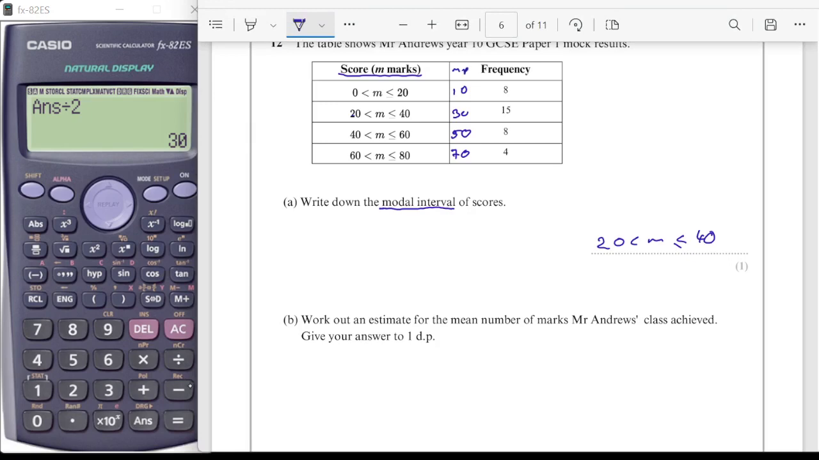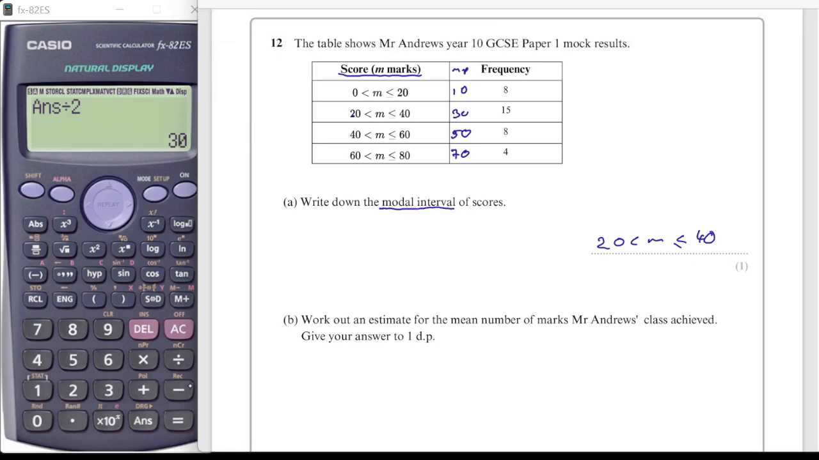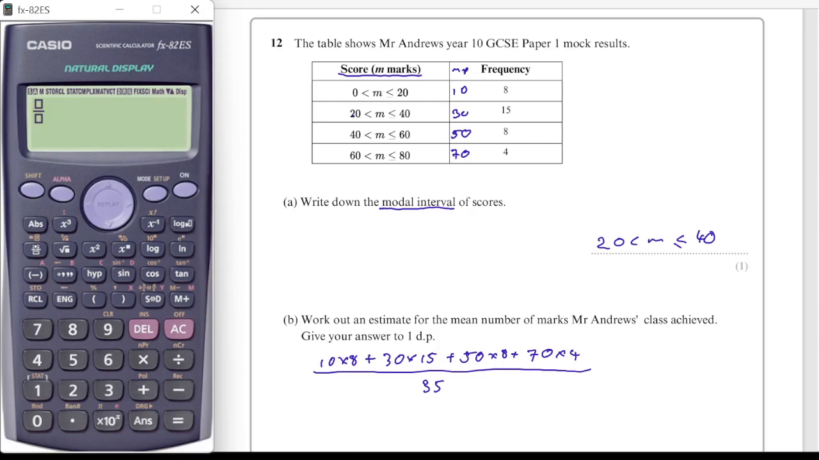Right, I need to add up the midpoints times by the frequency. So I'm going to do 10 times by 8 plus 30 times by 15 plus 50 times by 8 plus 70 times by 4, and I need to divide that by the total frequency. So the total frequency is 8 plus 8 is 16, plus 15 is 31, 35. So divided by 35.